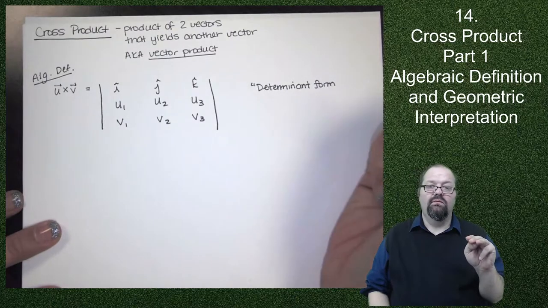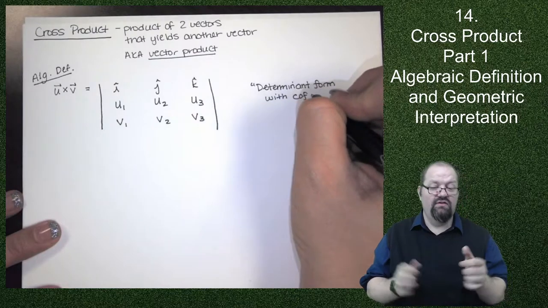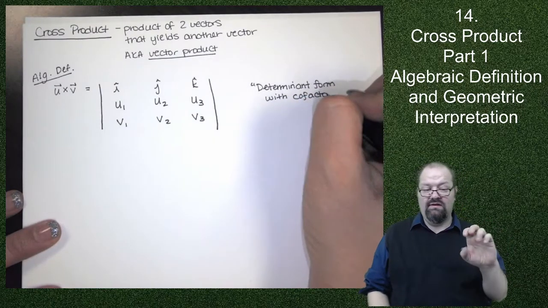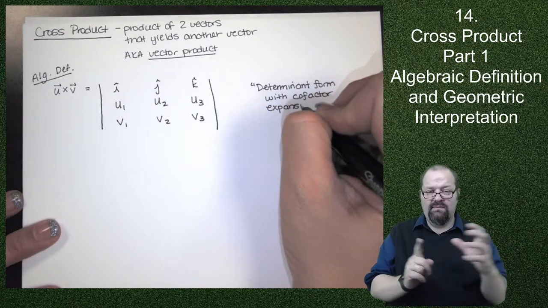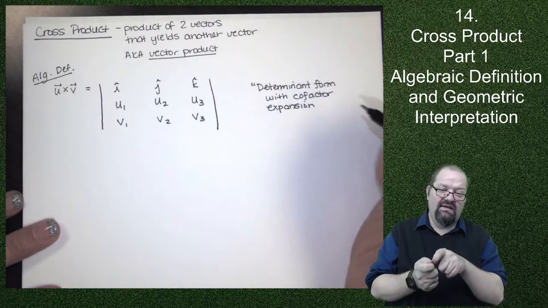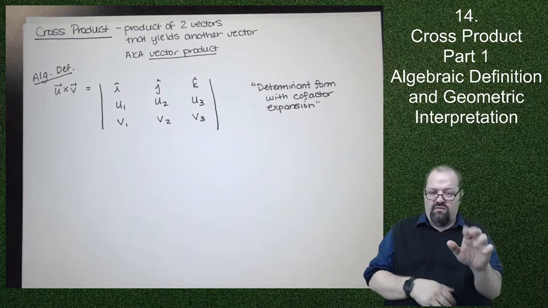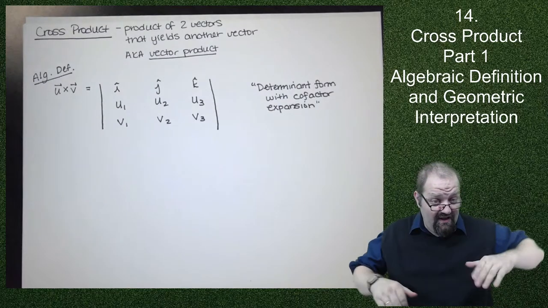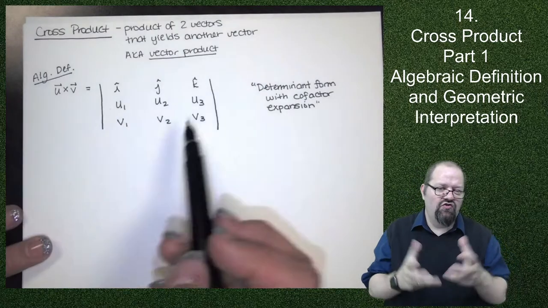Of the cross product, and sometimes they're going to say it's with cofactor expansion. That's just a particular way of evaluating determinants in linear algebra. If you haven't had linear algebra yet, and most of you haven't, you don't have to worry about that too much. So what we do is we're going to get a vector from this.